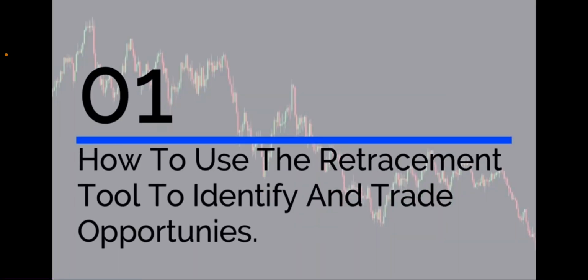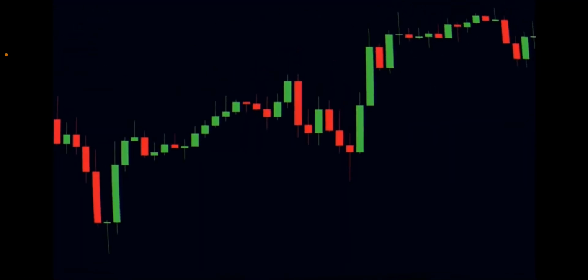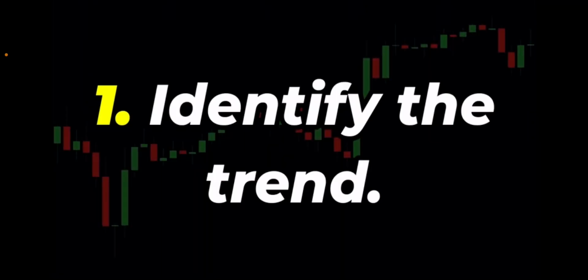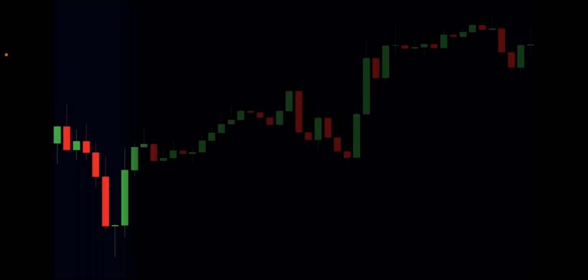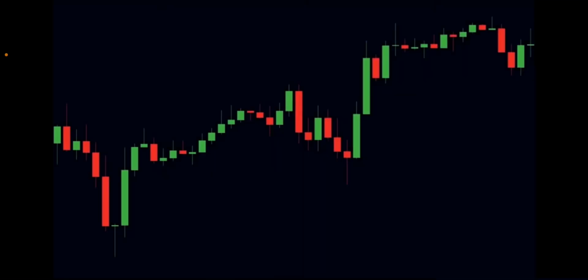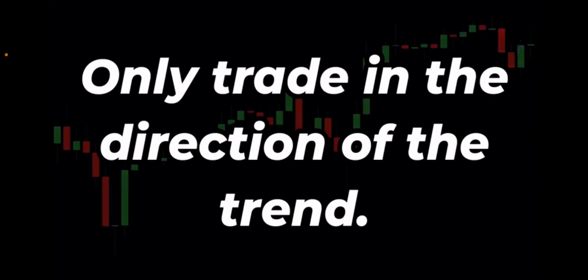Now let's learn how to use the Fibonacci retracement tool to identify and trade the markets. First, let's understand the basic framework of the strategy. The first step is to identify the trend. This is a trend-following strategy. Therefore, we will first identify the trend, and we will only trade in the direction of the trend.